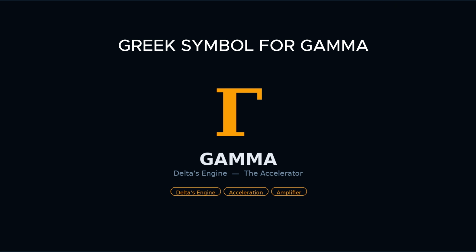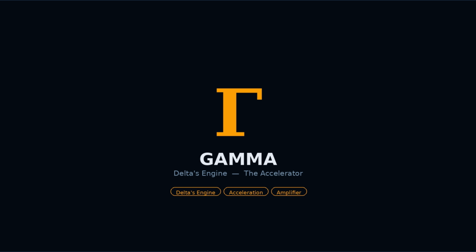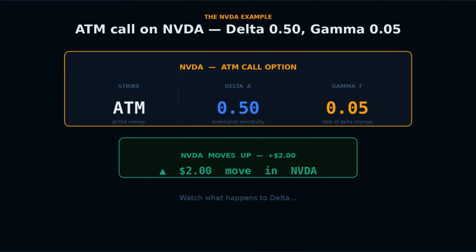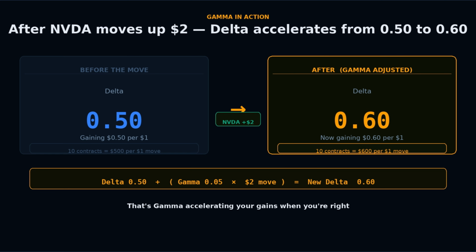The second Greek is Gamma, and Gamma is what I call Delta's engine. Gamma tells you how fast Delta is going to change as a stock moves. Think of Delta as your speed and Gamma as your acceleration. If Delta is how fast your car is going, Gamma is how hard you're pressing the gas pedal. Gamma accelerating your gains when you're right.